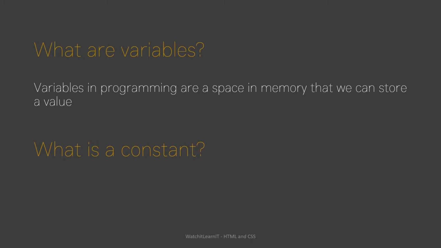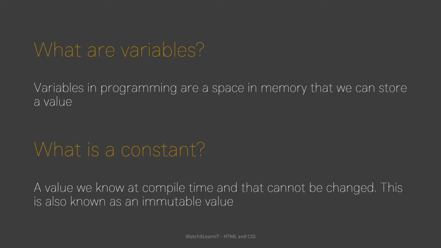A constant, however, is a value that we know at compile time, and that's when the program's actually being built, and it can't be changed throughout the lifespan of the program. So it's called an immutable value. So this is something that once you've set, unless you actually go back to your source code and change it and then recompile it, that value can never change.